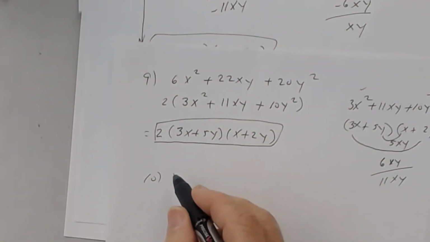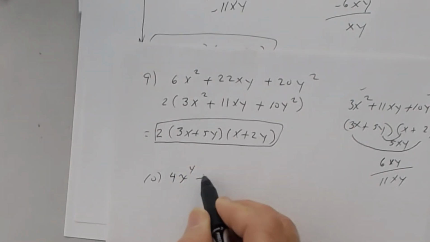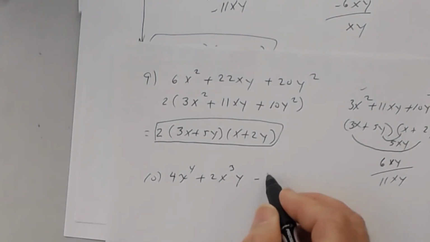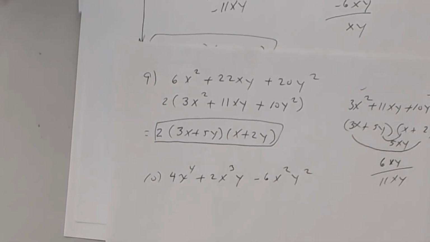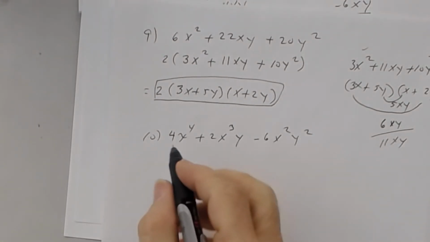10. All right, in 10, let's suppose we have 4x to the fourth plus 2x cubed y minus 6x squared y squared. So 4x to the fourth plus 2x cubed y minus 6x squared y squared. All right, so the GCF is 2x squared. Okay, I agree. So let's factor it out.